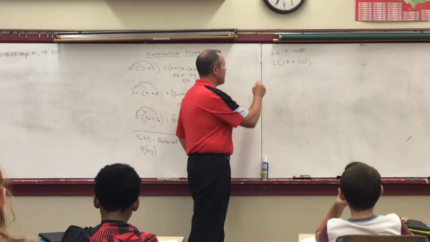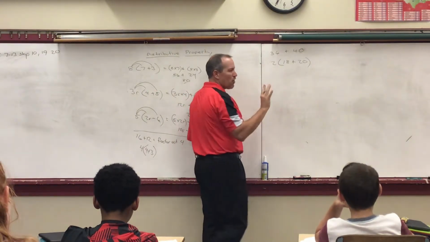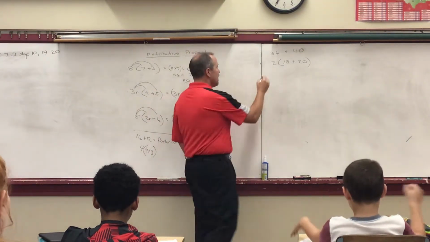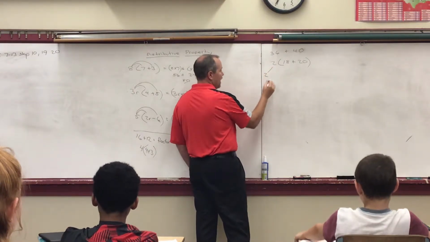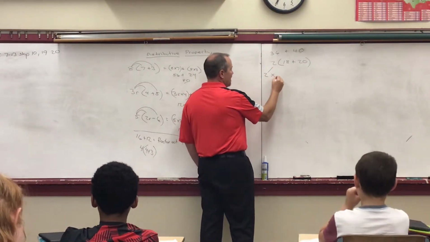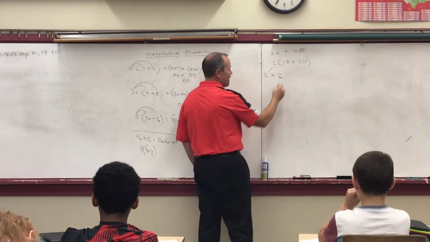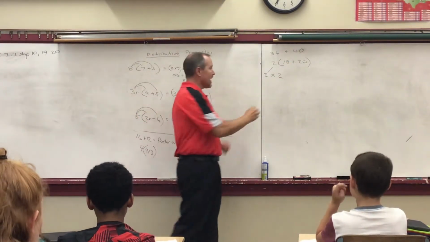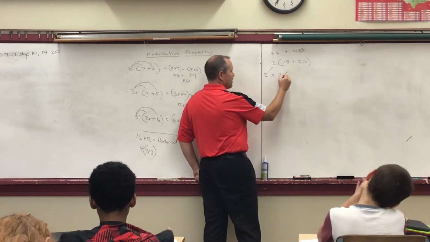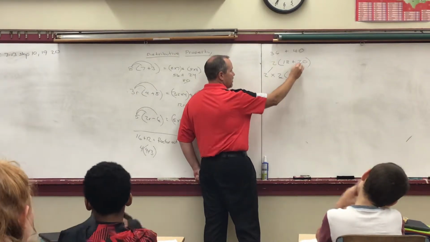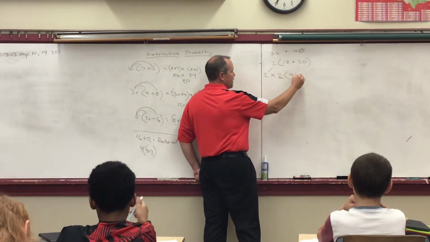So what I'm going to do, this 2, you don't need to draw the line, but I'm drawing the line so you're aware. This 2, I'm going to bring over there. This 2 is going to come from this. Now, 18 divided by 2 is 9. 20 divided by 2 is 10.